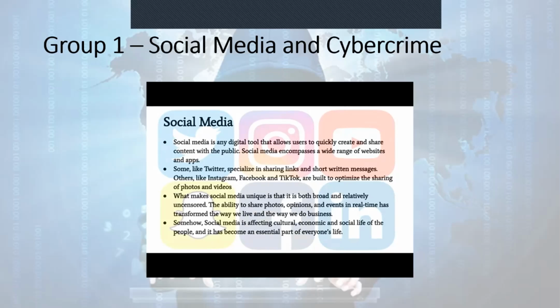What makes social media unique is that it is both broad and relatively uncensored. The ability to share photos, opinions, and events in real time has transformed the way we live and the way we do business. Somehow, social media is affecting the cultural, economic, and social life of people, and it has become an essential part of everyone's life.